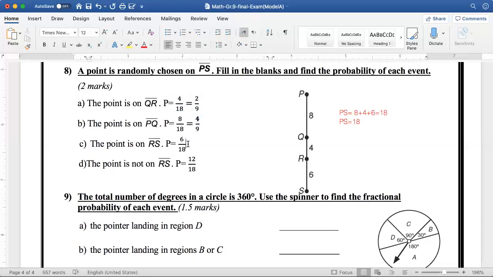Okay. 6 and 18, I can divide by 6. 6 divided by 6 is 1, and 18 divided by 6 is 3. 12 and 18, I can also divide by 6. 12 divided by 6 is 2. 18 divided by 6 is 3. So now I simplified.